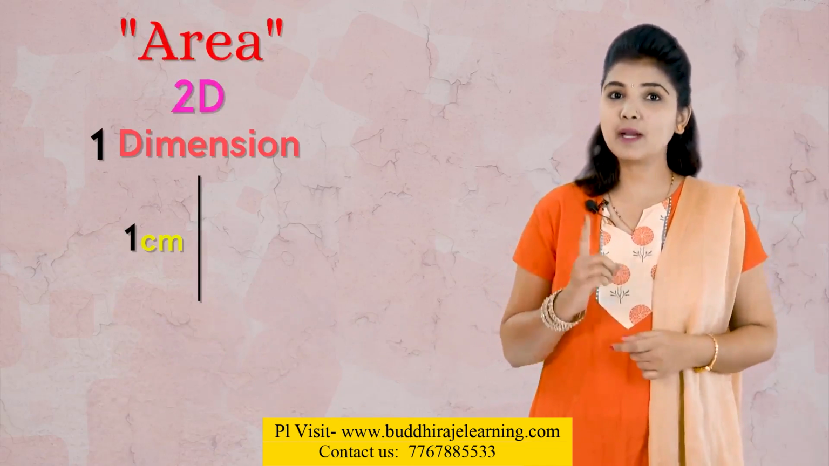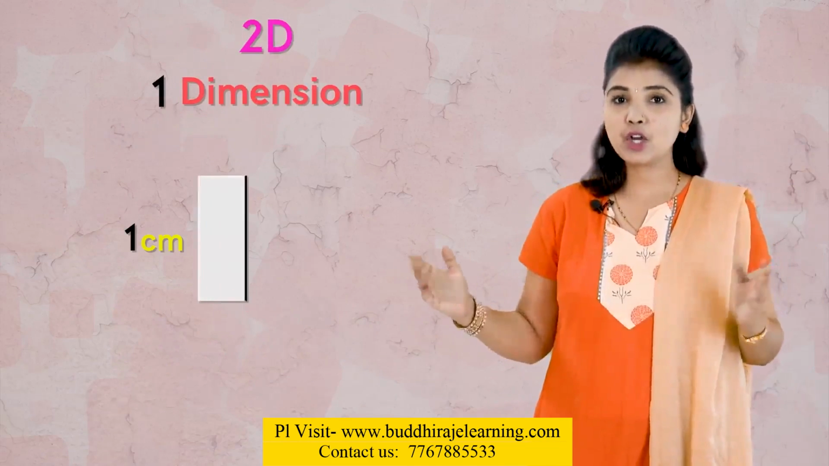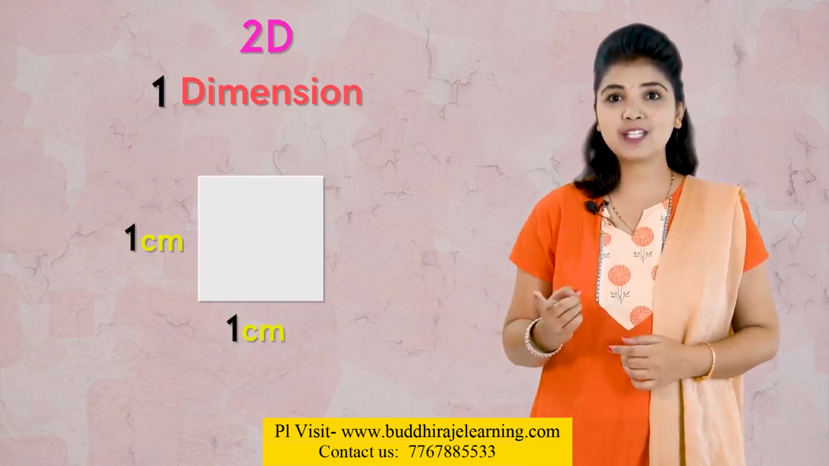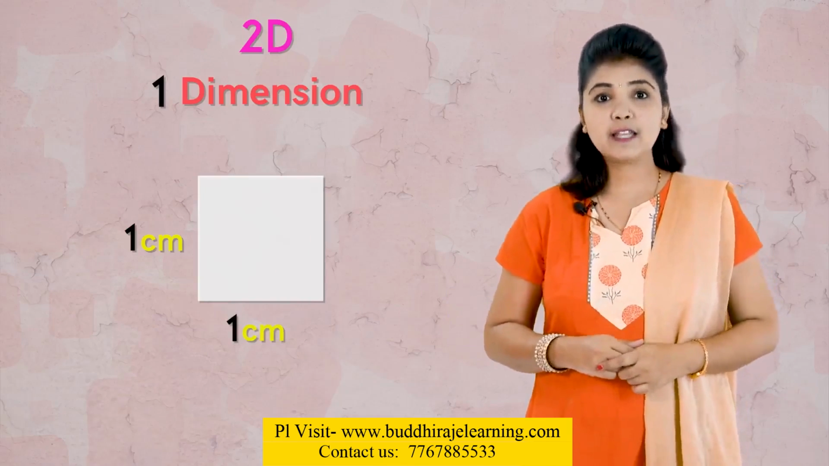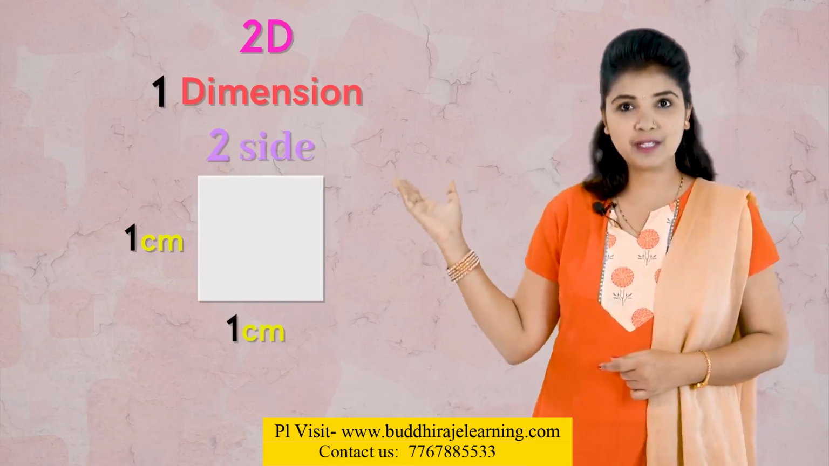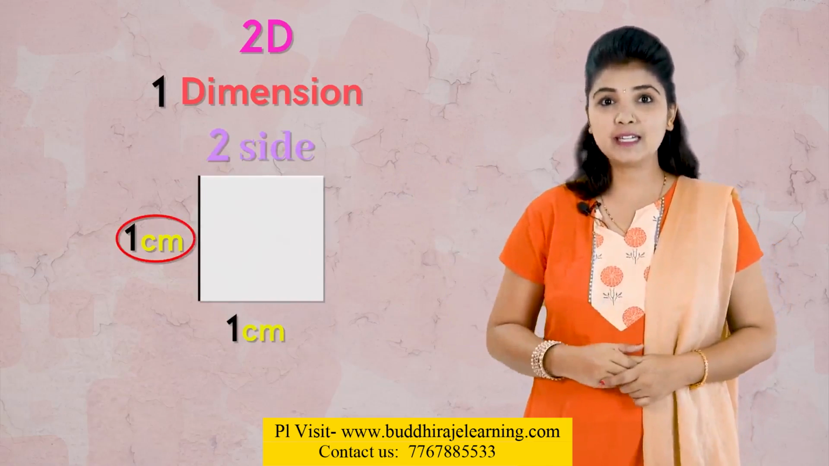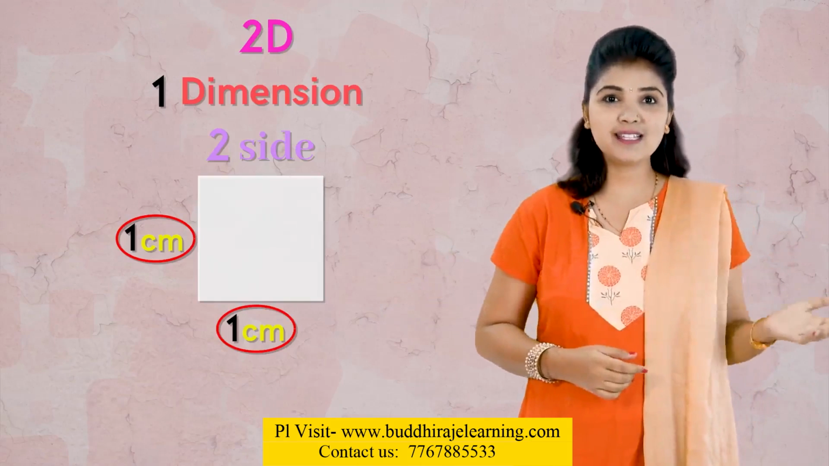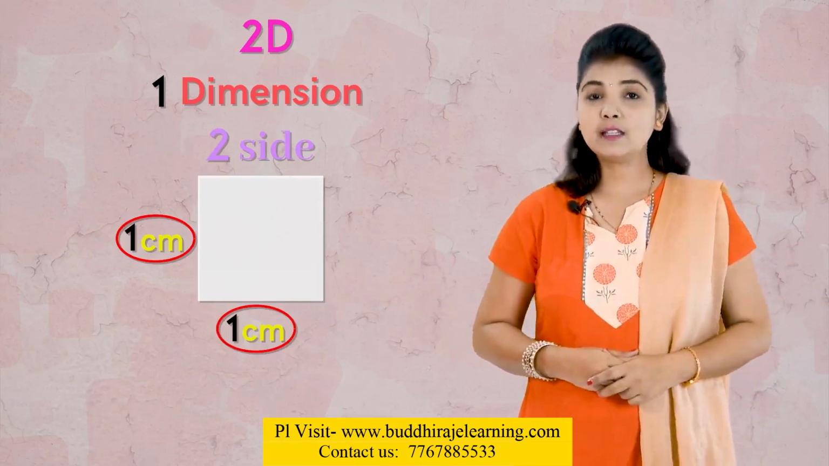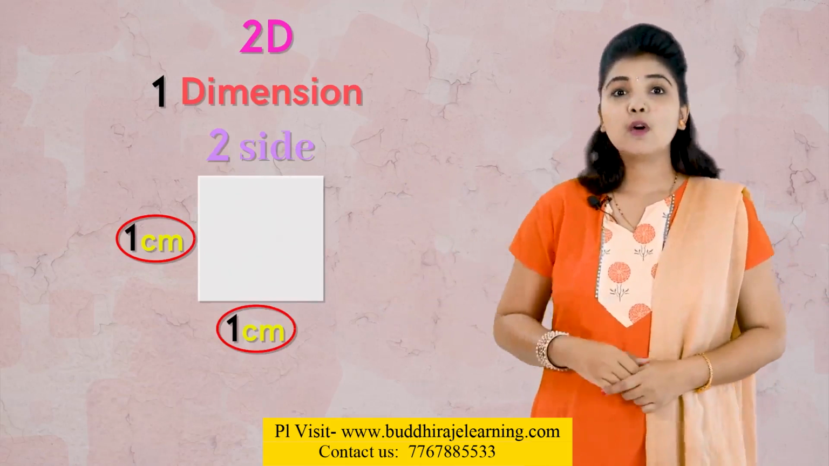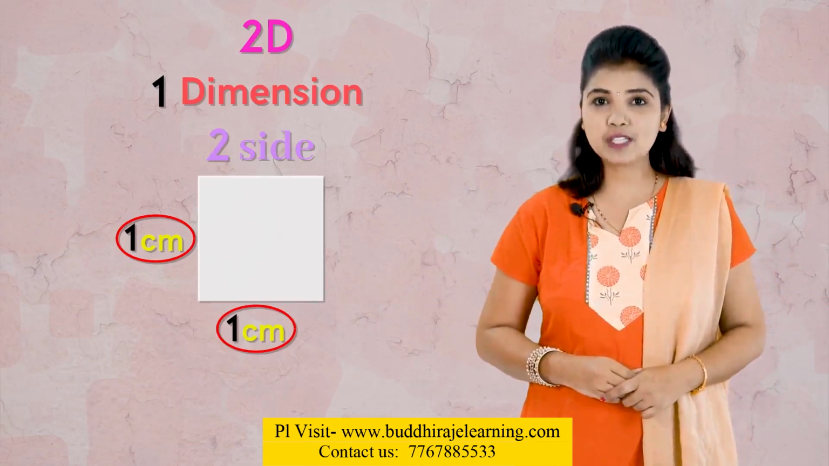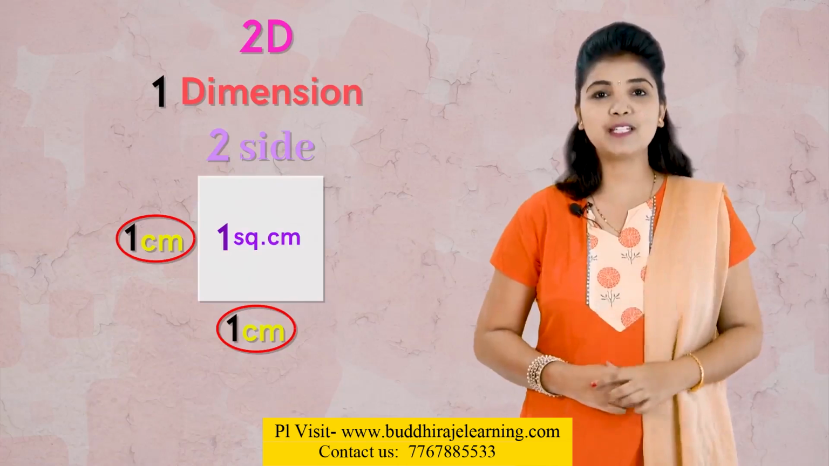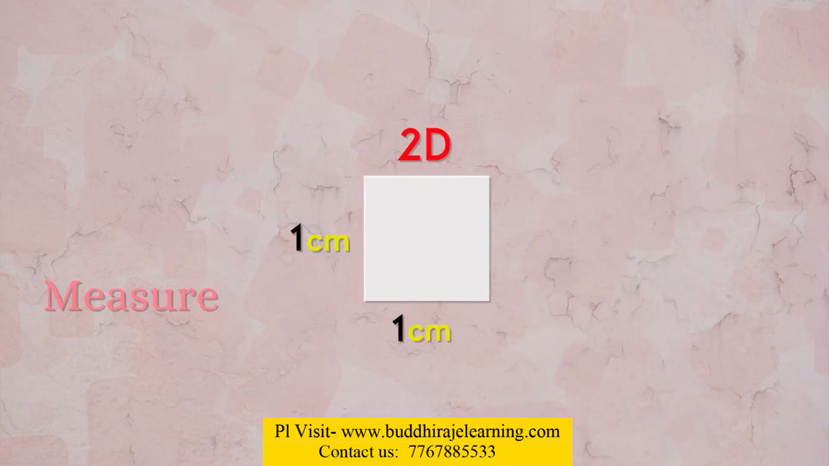If the side of a one-dimension line is stretched to another side by 1 centimeter, then we get a two-sided figure. If a 1 centimeter line is increased vertically by 1 centimeter to another side, then we will see that a square is formed. We have seen that the area of this square is 1 square centimeter. The measurement of a two-dimensional figure is done with two dimensions only.